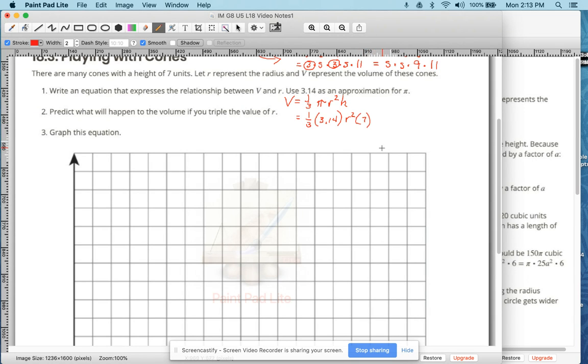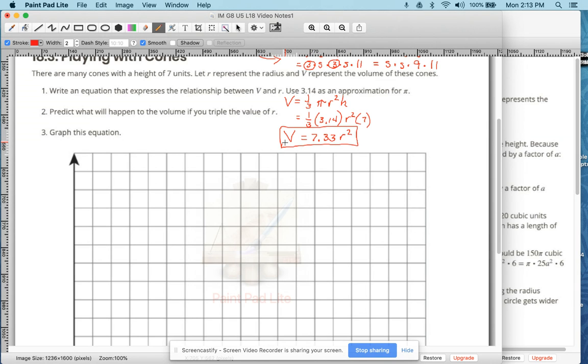So if we multiply all of this out, 1/3 times 3.14 times 7, we are going to get 7.33. And again, this is where your calculators come in handy. 7.33 times our radius squared is the volume. So this is our equation.